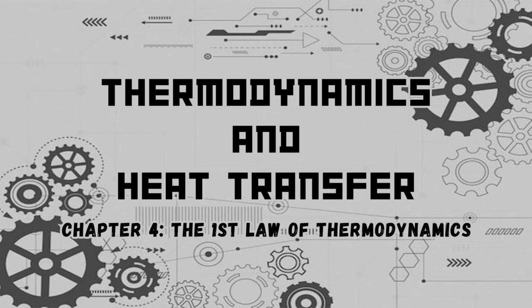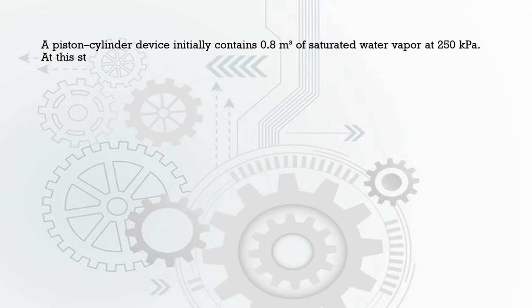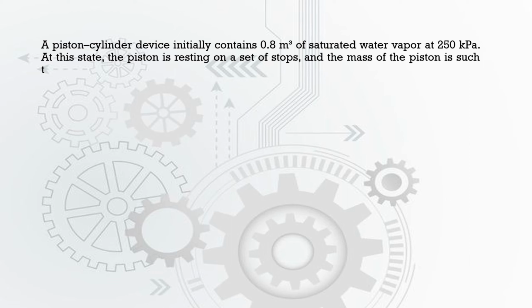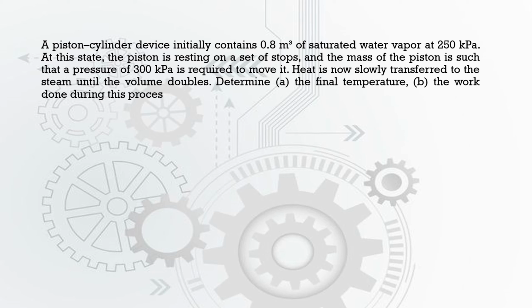The sample problem is a piston cylinder device that initially contains 0.8 cubic meter of saturated water vapor at 250 kilopascals. At this state, the piston is resting on a set of stops, and the mass of the piston is such that a pressure of 300 kilopascals is required to move it. Heat is now slowly transferred to the steam until the volume doubles. Determine the final temperature, the work done during this process, and the total heat transfer.